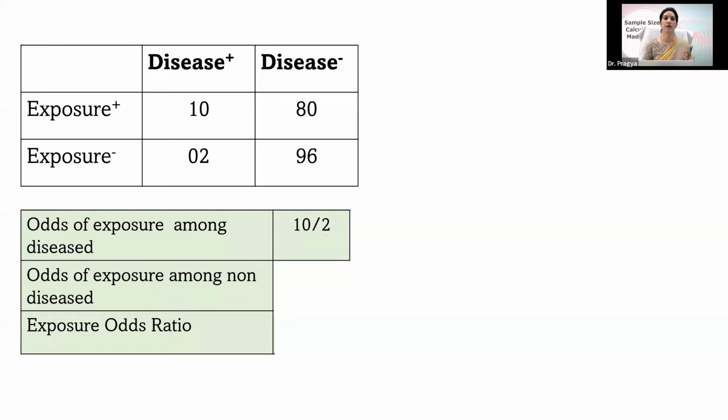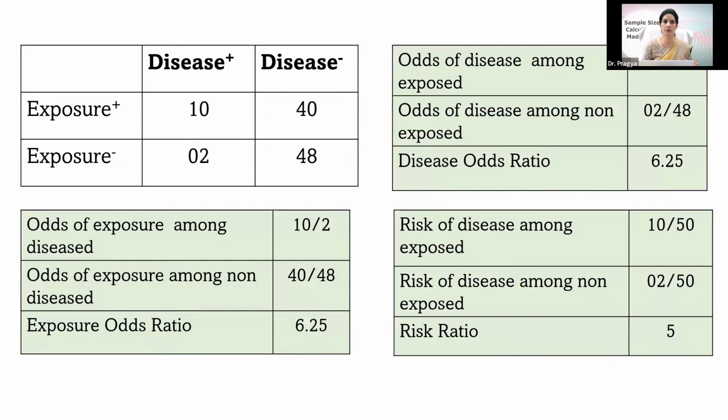The second is, what will be the odds of exposure among non-diseased? Please type your answer. Yes, right. It is 80 by 96. Now, what will be the exposure odds ratio? Please do it. You can write it formula wise. So it is 6.25. Remember, in the previous example, what was the exposure odds ratio? If I go back to the previous slide, the exposure odds ratio and the disease odds ratio both were 6.5.